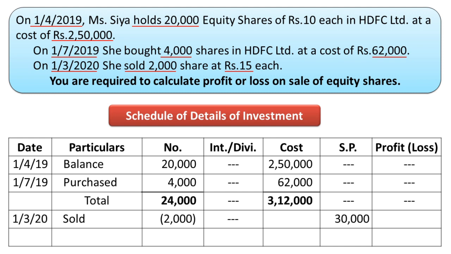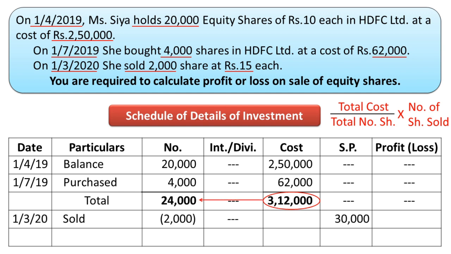Now here we have to find out the cost. To find out the cost, we know the formula: total cost divided by total number of shares multiplied by number of shares sold. So total cost given rupees 3,12,000 divided by total number of shares 24,000.